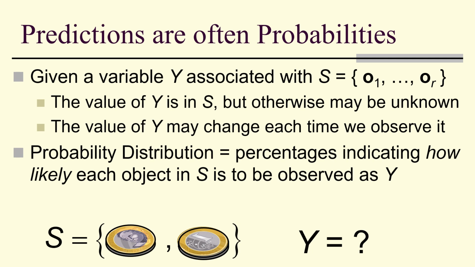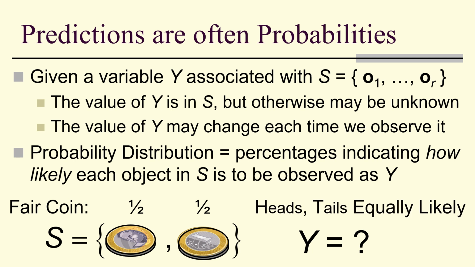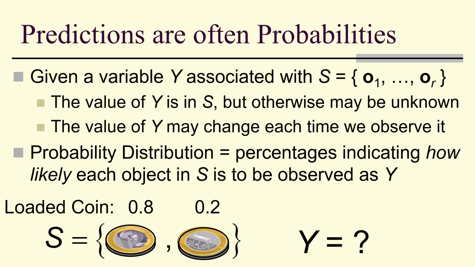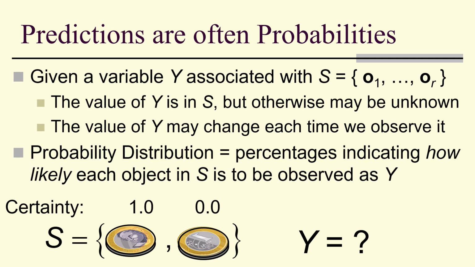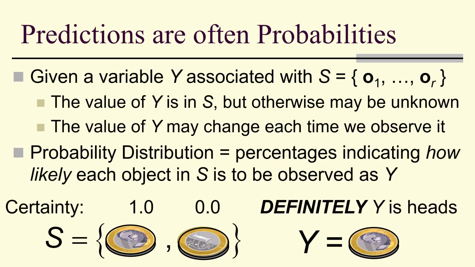A probability distribution is a set of percentages indicating how likely each object in S is to be observed as the value of y. For a fair coin, we have a probability of 1/2 for heads, 1/2 for tails. So heads and tails are equally likely. If we had a loaded coin, 80% chance of heads, then most likely y is heads. Y is heads with 80% confidence is what we'll say. If we have certainty, then definitely y is heads.